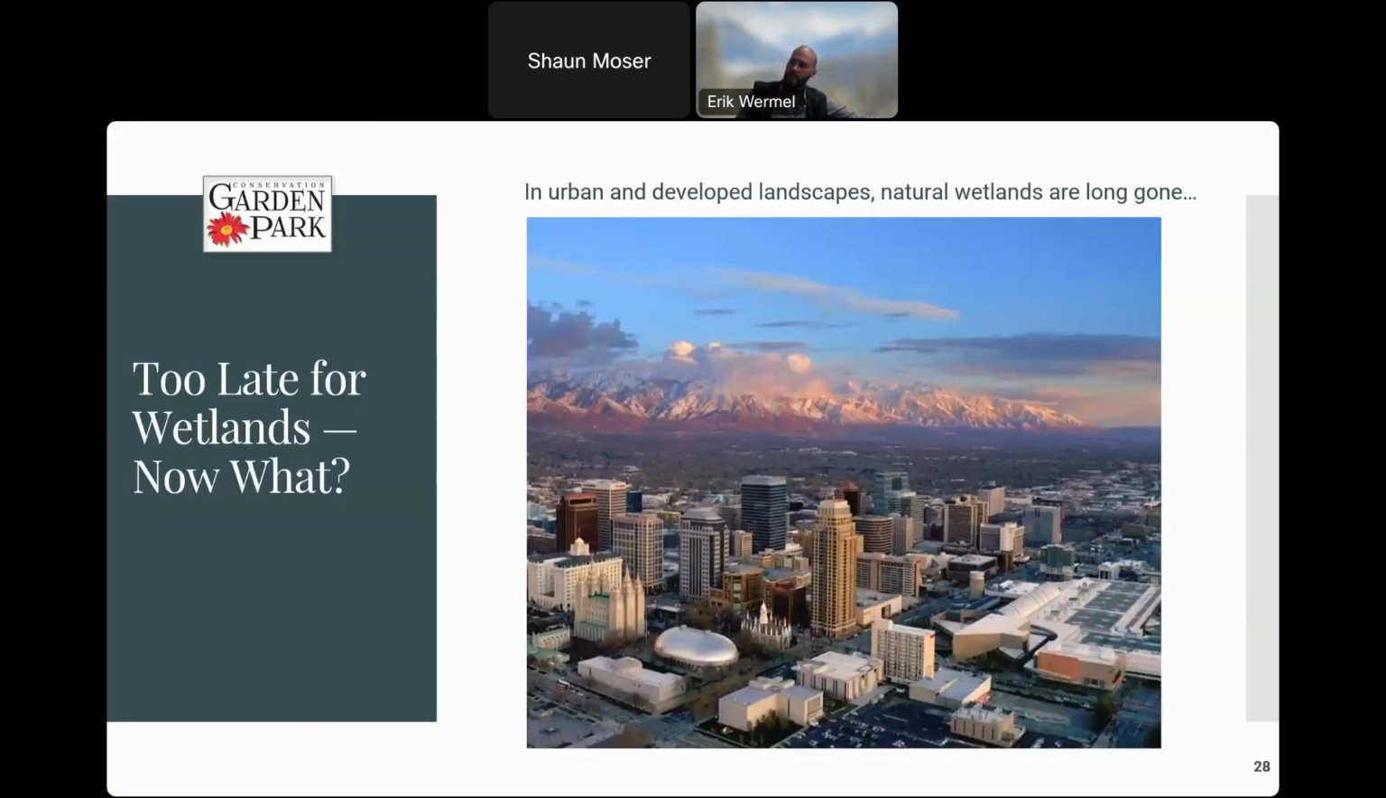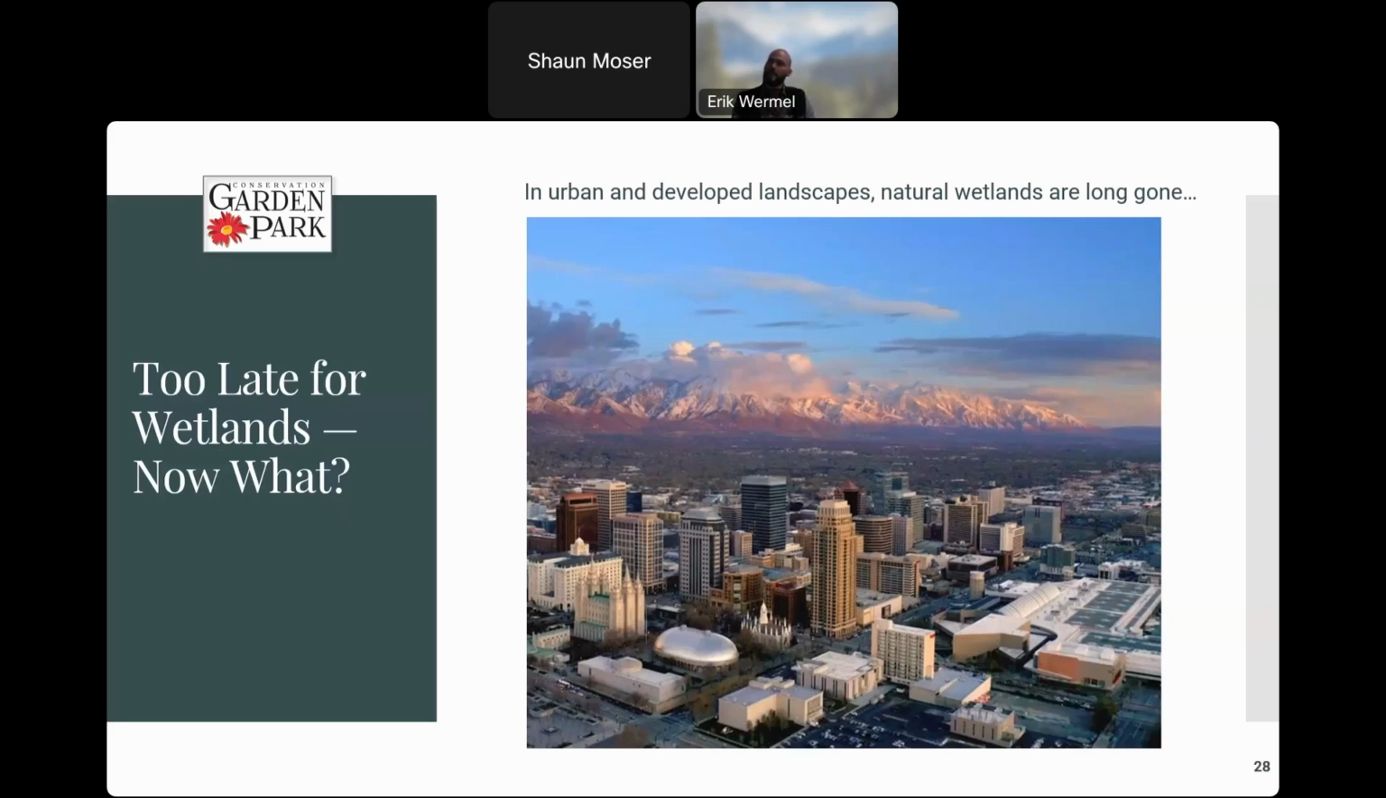But in the urban developed areas, like the one shown here, downtown Salt Lake, natural wetlands are long gone. Historically, this area was a part of an extensive system of wetlands and floodplains, but now it's almost entirely covered in roads, buildings, and compacted surfaces. And this isn't just a local story, it really is a global one. So we don't necessarily stand out as worse than other places. This is an issue that's everywhere.